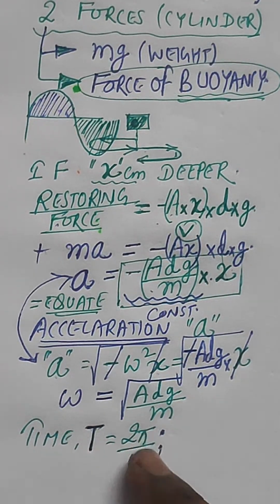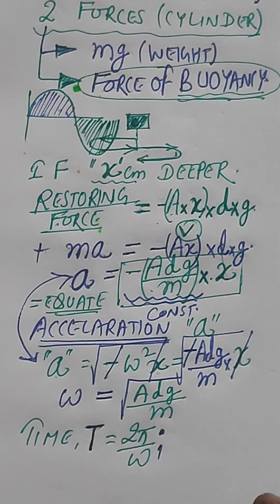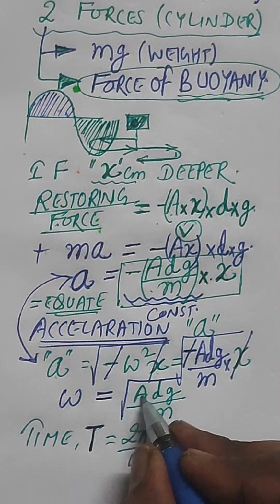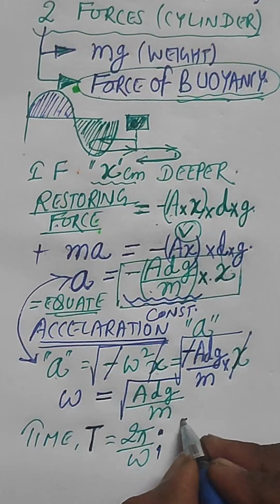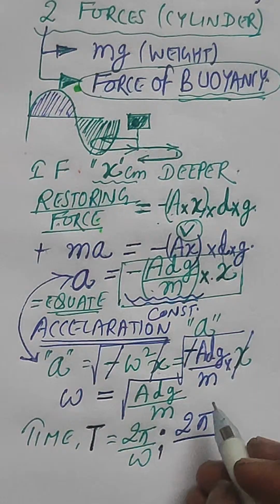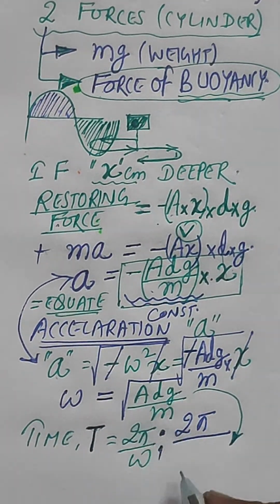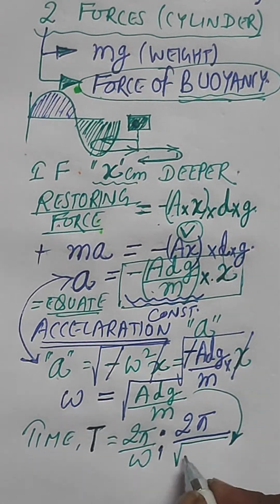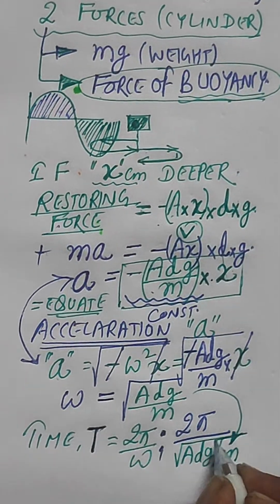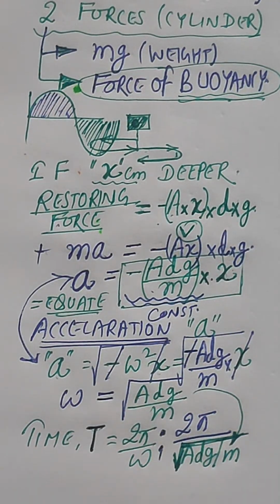T will be equal to 2 pi by omega. We know the value of omega now. So this will be equal to 2 pi divided by this value of omega. Just put it in the denominator. So this will be root over ADG divided by m.